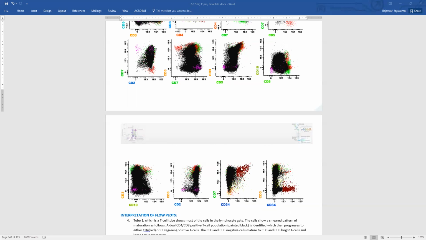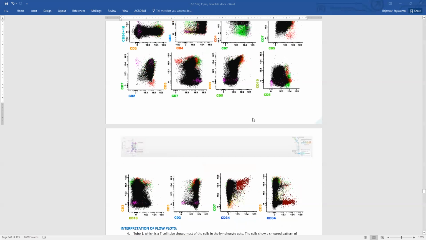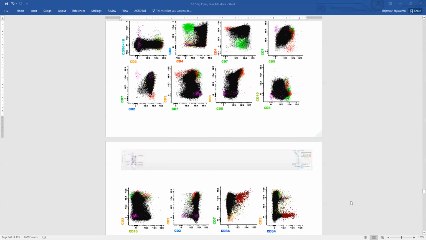So that's what we are showing here. Those early precursors that are 34 and 7 positive quickly lose the 34, and then they're just 7 positive after that. And then here we have 34 and CD3. At the 34 stage, there is no CD3, obviously, and not even cytoplasmic CD3 at that stage. So here they start getting positive for CD3. So this is how normal thymic plots will look.